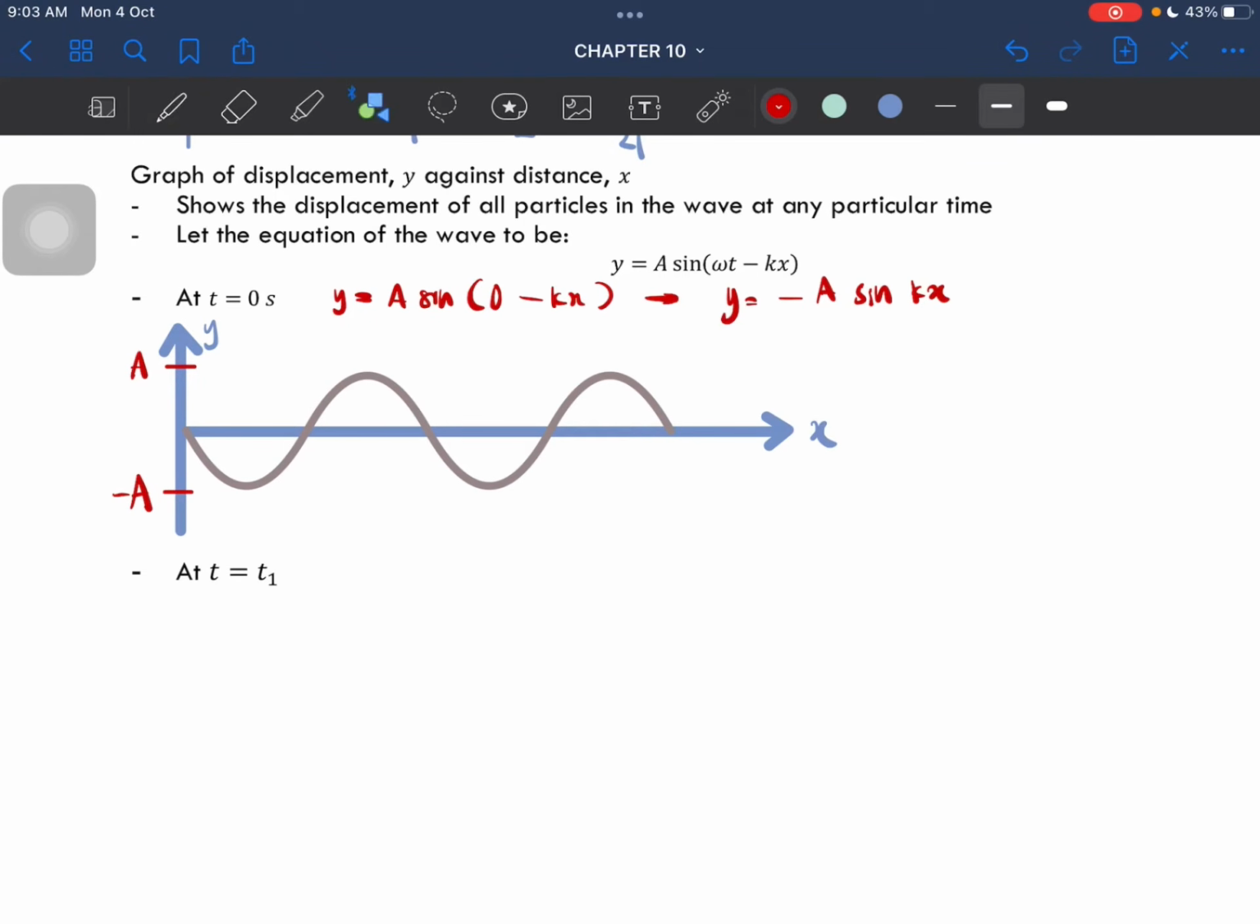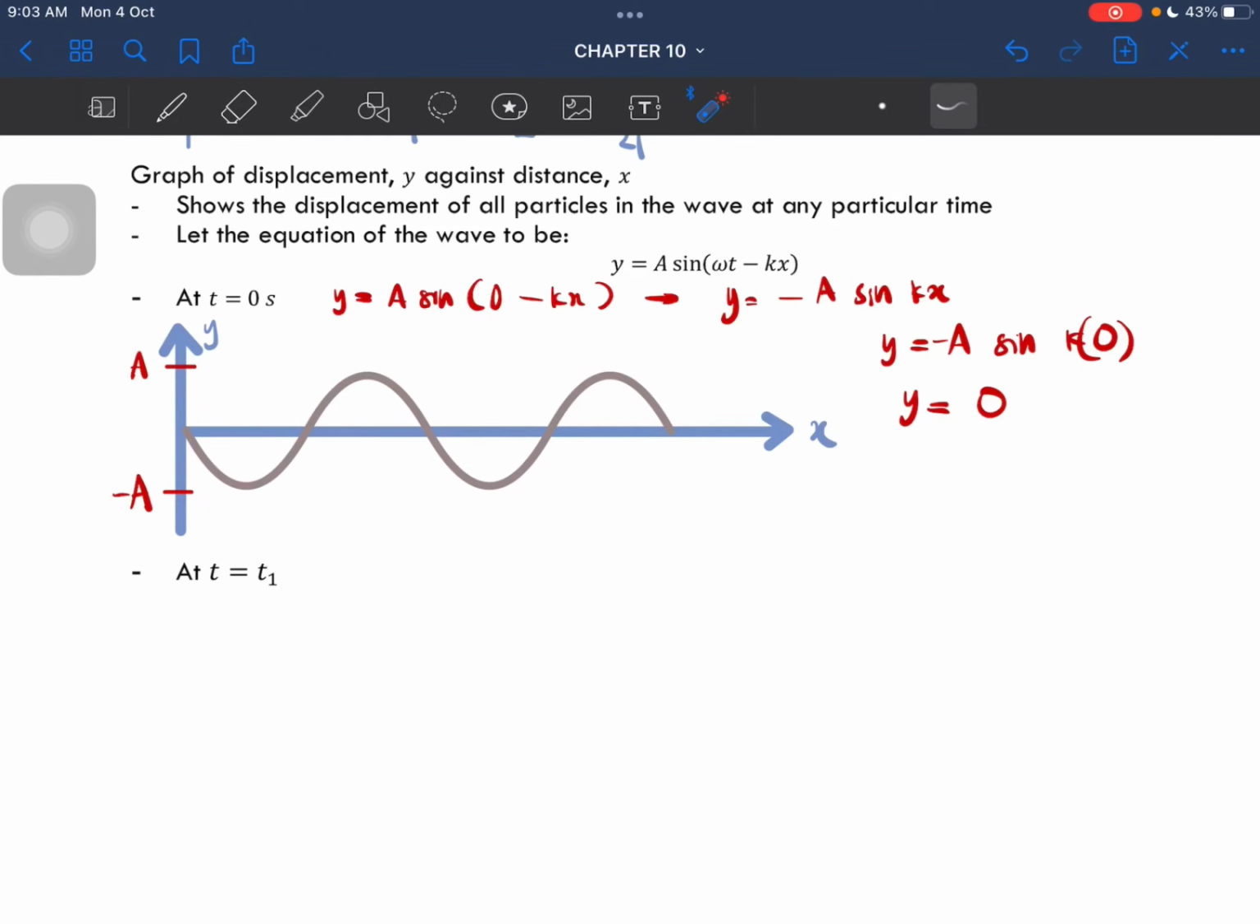Okay, so if you want to confirm again, you can actually just let sine kx be equal to 0. Because we want to see the first point, is it true that it starts at 0 from here? So we substitute. So sine 0 is 0, right? So we get y equal to 0. Okay, that is how you confirm the shape of your graph.